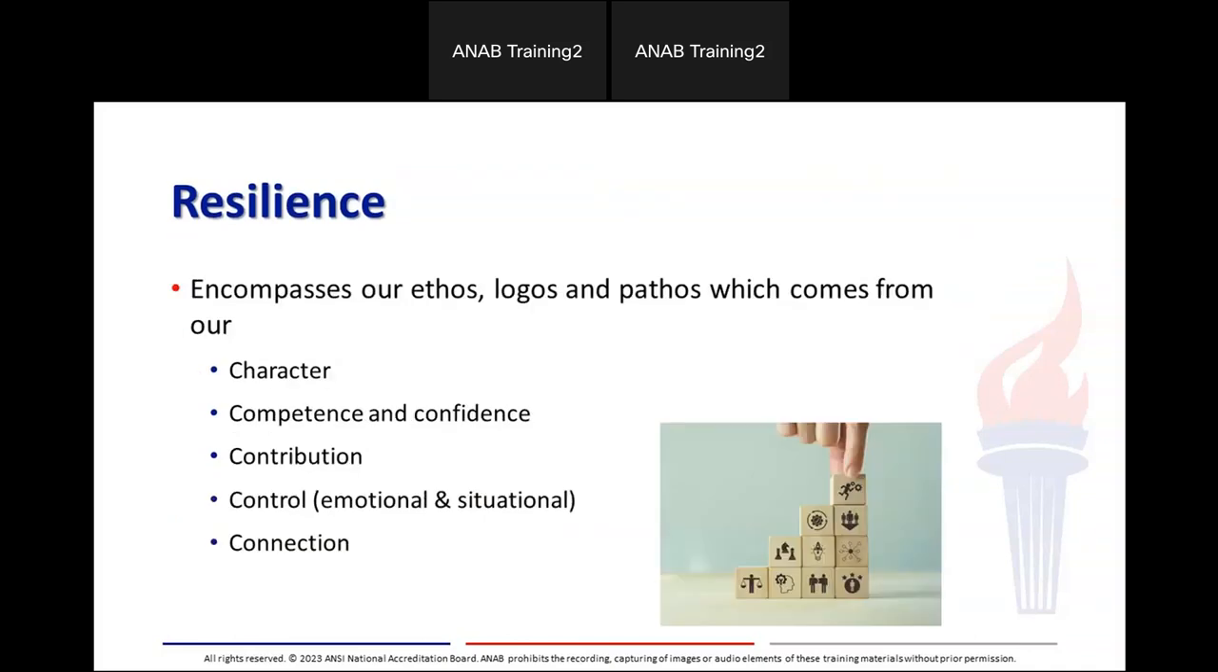So resilience really does encompass one's ethos, logos, and pathos. That is, our ethics, our logic, and our feelings. It is about our character or our ethos, the ethics, the morals, the values that we embrace and share. It's our integrity. Resilience can be developed through one's competence and confidence, or our logos. Logos refers to our training, education, and experiences, which all go to shape our behaviors, our actions, our thoughts, our self-esteem. And as such, also shapes our resilience.